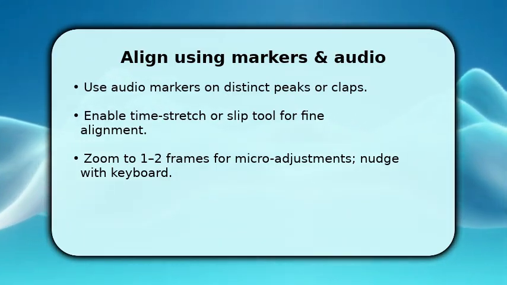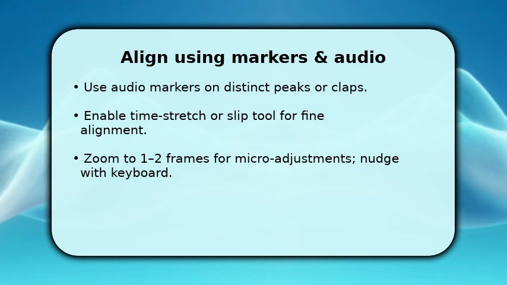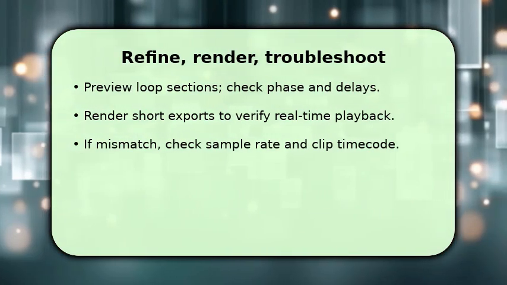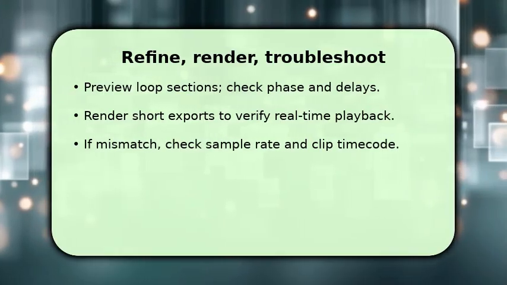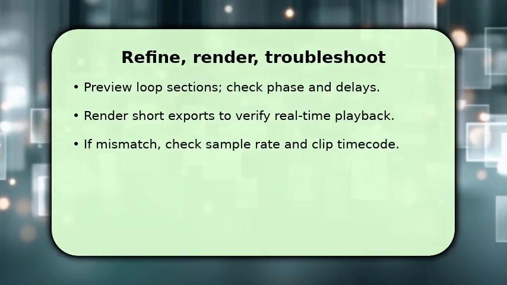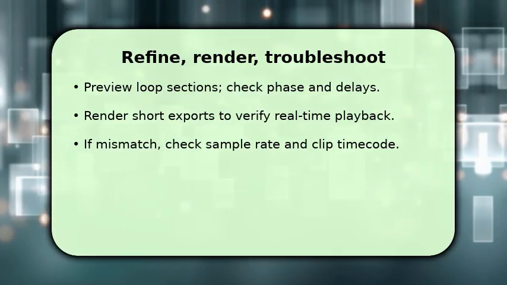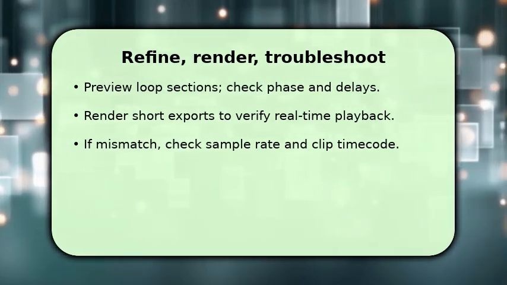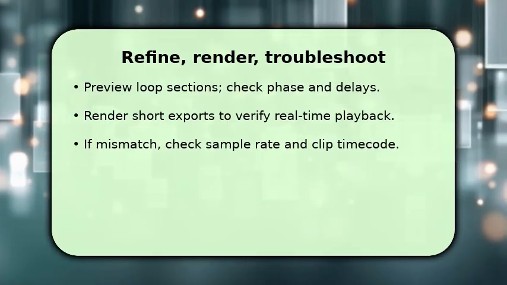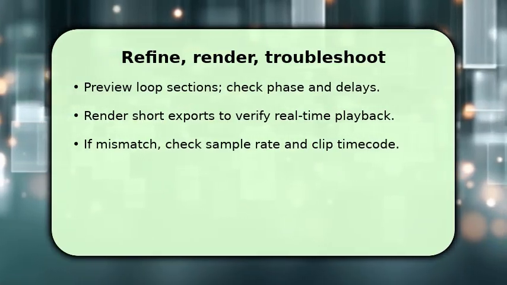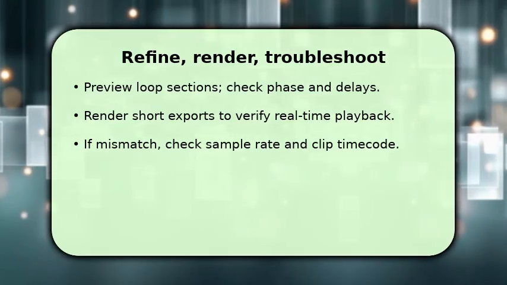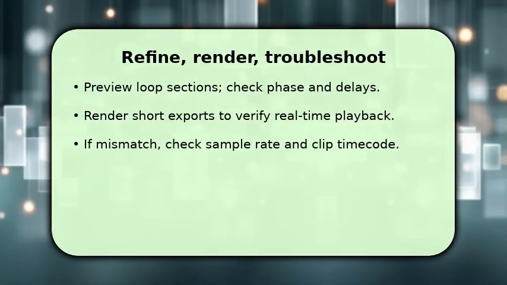Finish by scrubbing and looping critical lines while watching lips. Adjust micro timing until motion and consonants land exactly. Once satisfied, render short MP4 proof clips at full resolution to confirm playback across devices. If you still notice echo or drift, make sure your audio sample rates match, e.g. 48 kHz, and that clips aren't governed by differing timecodes or retiming effects. One quick tip: consolidate or pre-render any time.